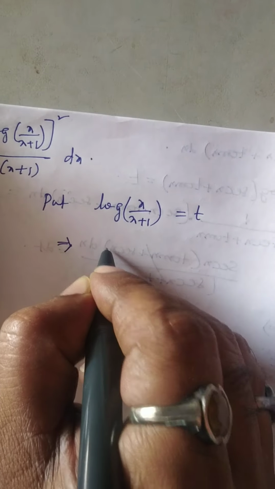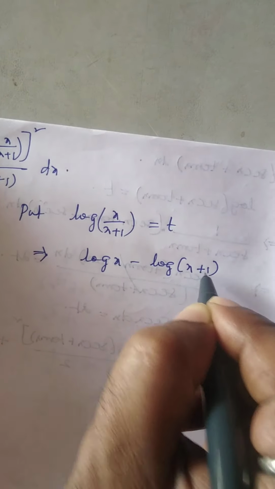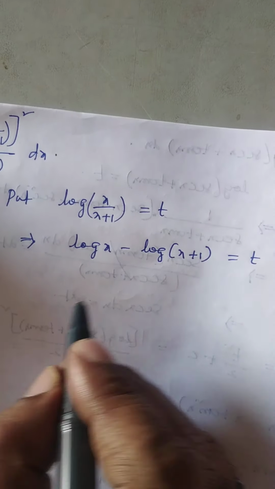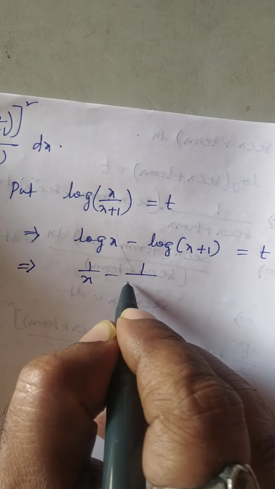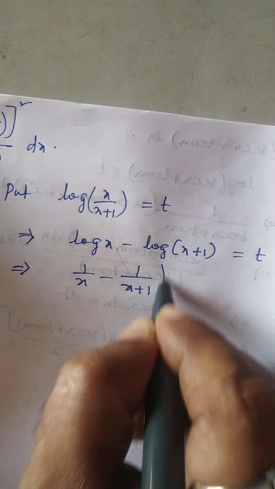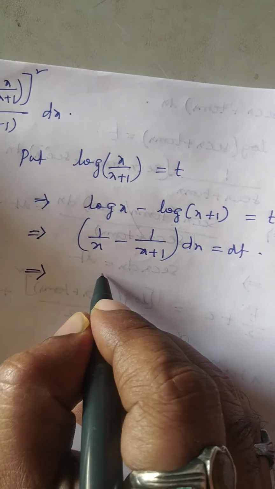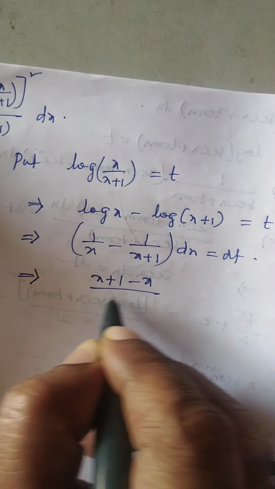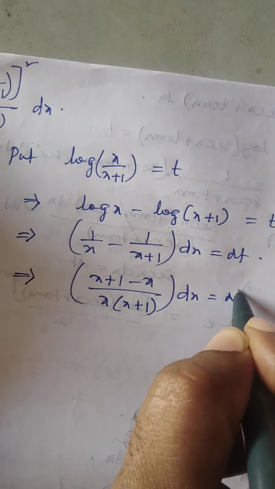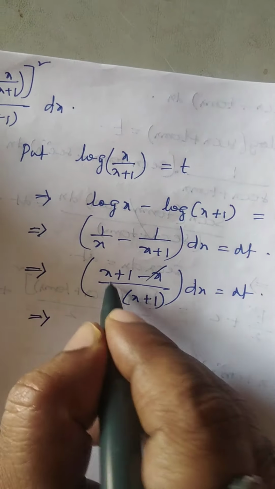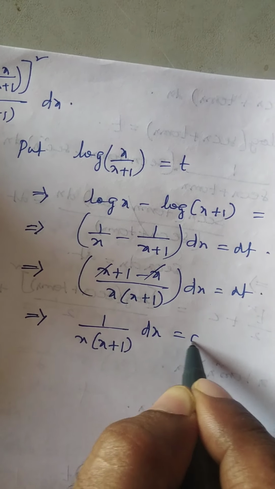So initially log a by b form we have, so log a minus log b we can write, this is equal to t. Now I am going to differentiate. So differentiation of log x is 1 by x, differentiation of log x plus 1 is 1 by x plus 1, dx is equal to dt. So on simplifying this, x plus 1 minus x by x into x plus 1 dx is equal to dt. So x gets cancelled, we are left with 1 by x into x plus 1 dx is equal to dt.